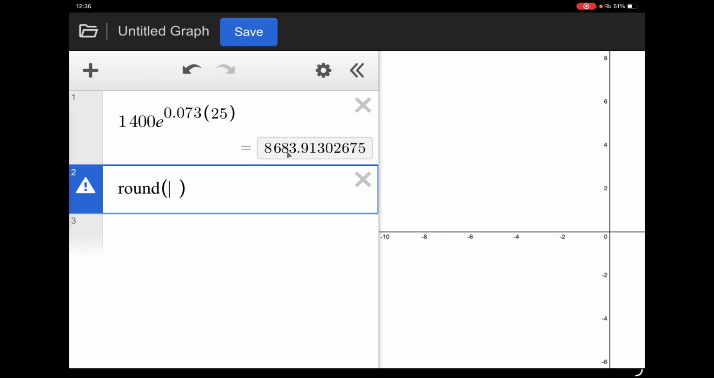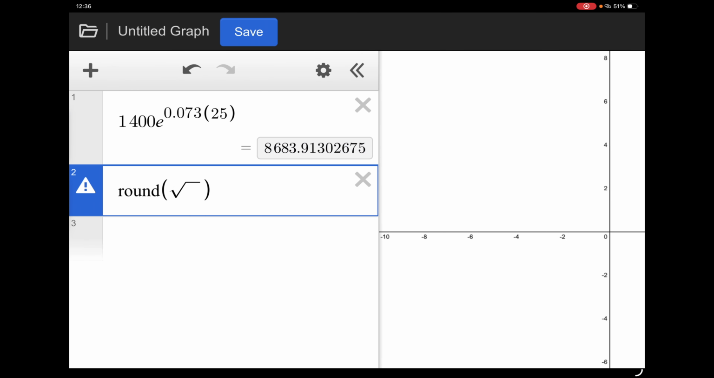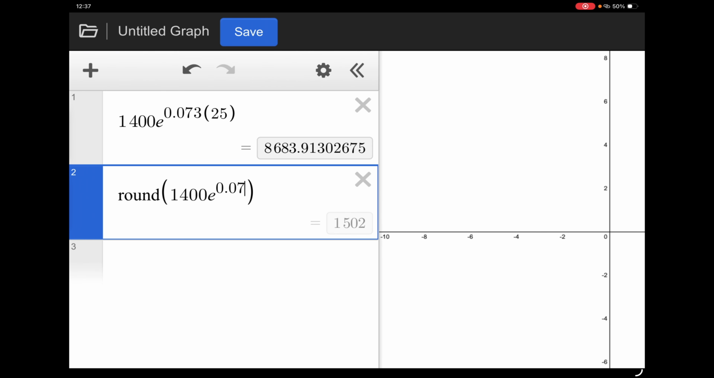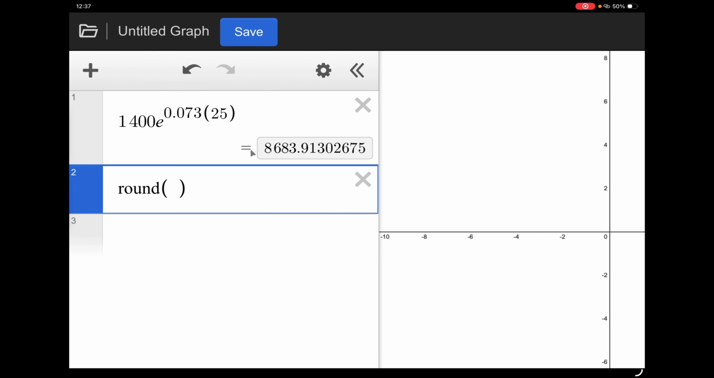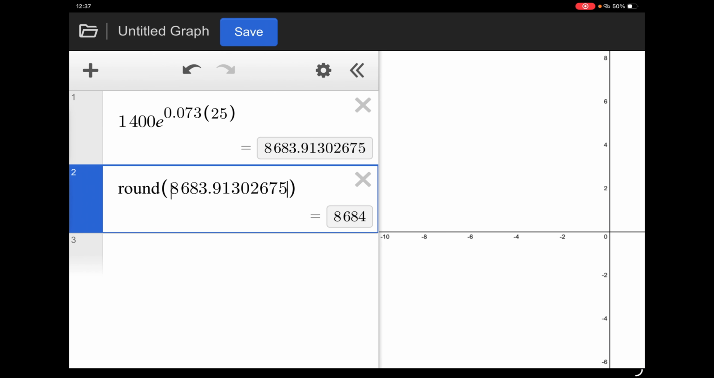And remember, you can also copy and paste this. If I copy and then just paste it here, there we go. Oh, it didn't copy it. I can also do it that way. There you go. So there's your answer.